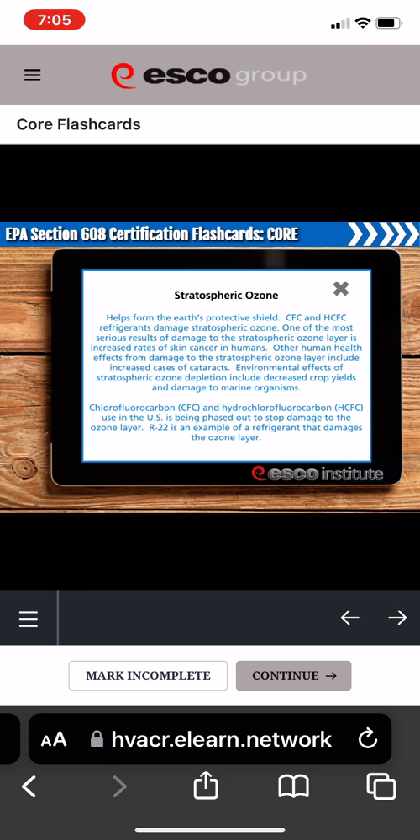humans. Other human health effects from damage to the stratospheric ozone layer include increased cases of cataracts. Environmental effects of stratospheric ozone depletion include decreased crop yields and damage to marine organisms. Chlorofluorocarbon, or CFC, and hydrochlorofluorocarbon, or HCFC, use in the U.S. is being phased out to stop damage to the ozone layer. R22 is an example of a refrigerant that damages the ozone layer.